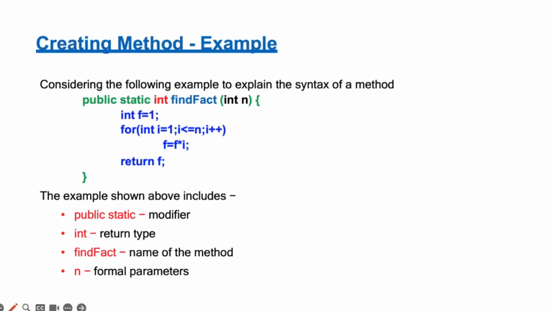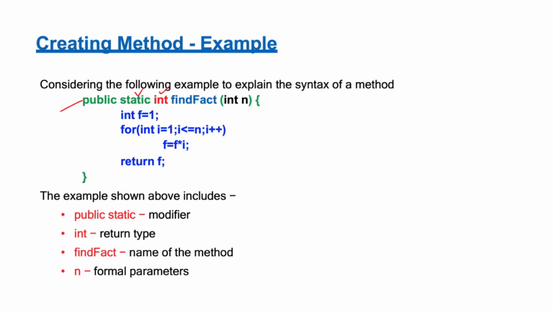So let us see. Consider the following. Explain the syntax of the method. What is this one? This is your access modifier. As I told you, it can be public, private, protected, or package, whatever it may be. Public means everyone can use this one. Static means no particular object needs to be created. You can access this directly without needing any object.